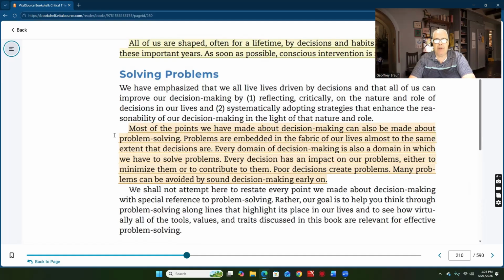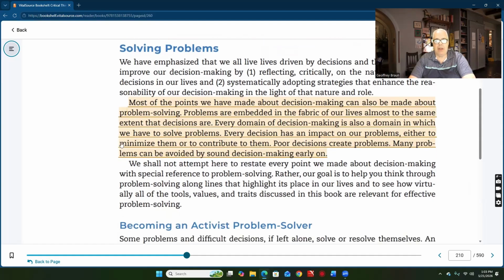Problems are embedded in the fabric of our lives almost to the same extent that decisions are. There you go. Every domain of decision making is also the domain in which we have to solve problems. Every decision has an impact on our problems, either to minimize them or to contribute to them. Poor decisions create problems. Many problems can be avoided by sound decision making early on.